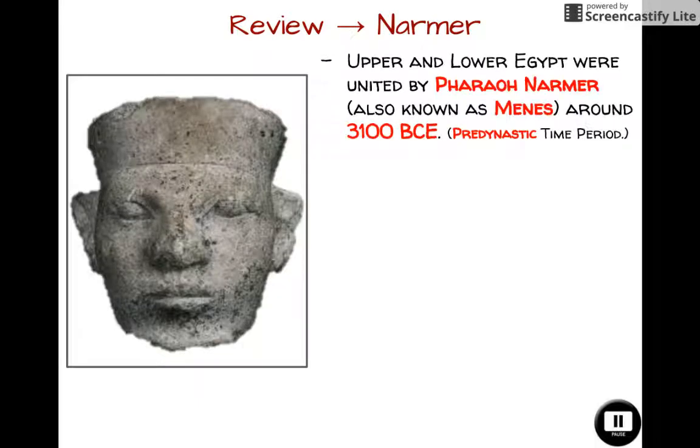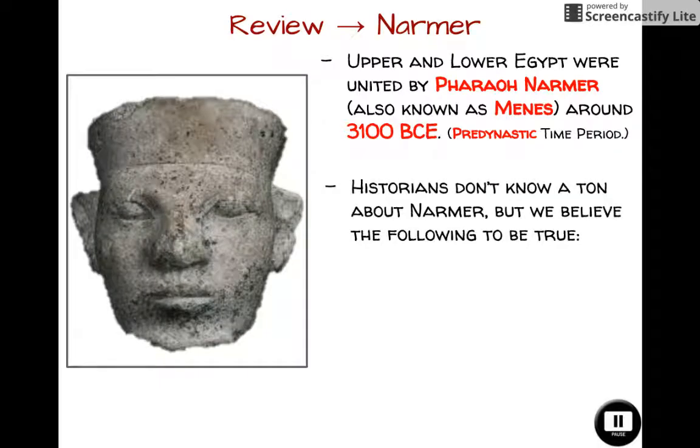And Narmer is responsible for uniting Upper and Lower Egypt. Some texts will also refer to him as Menes. We're going to simply just call him Narmer, and he united Upper and Lower Egypt around 3100 BCE, which is a time period that Egyptologists refer to as the pre-dynastic time period. We also don't know a ton about him personally, but we believe the following items to be true.